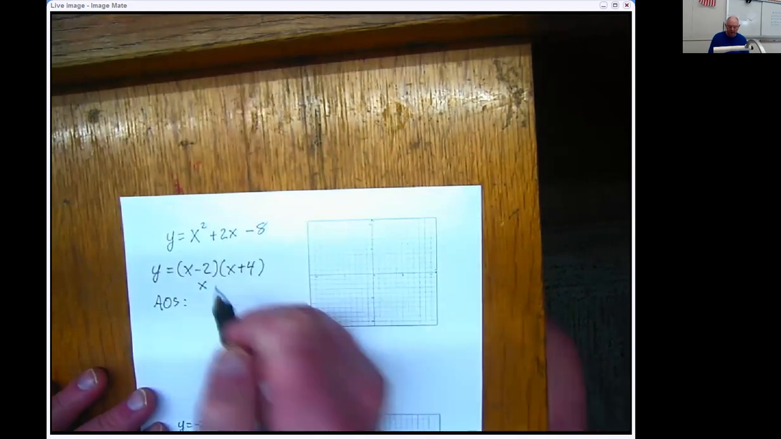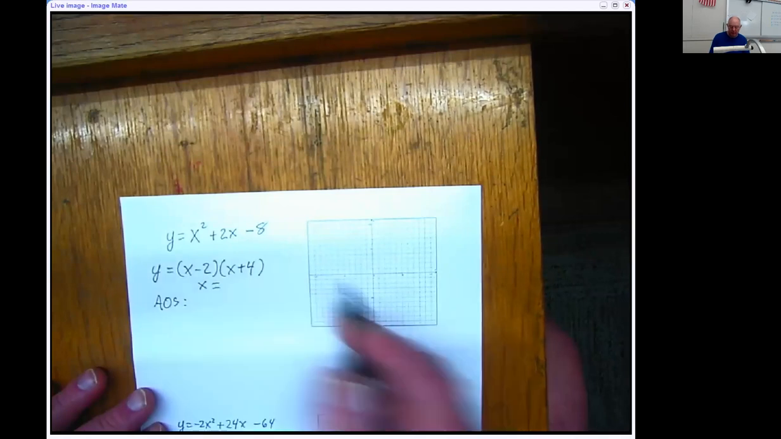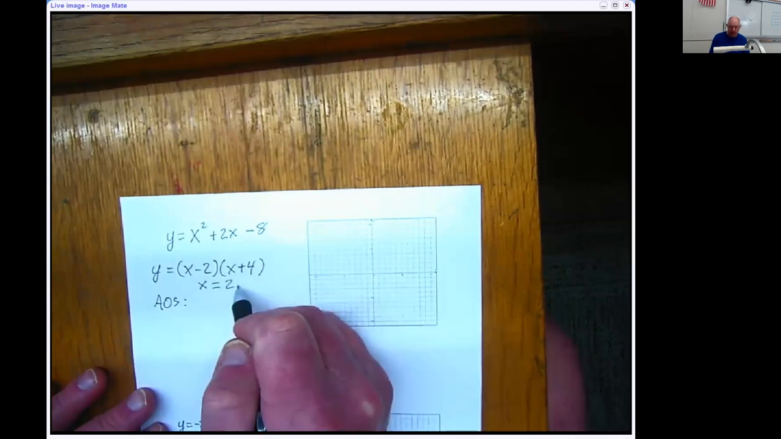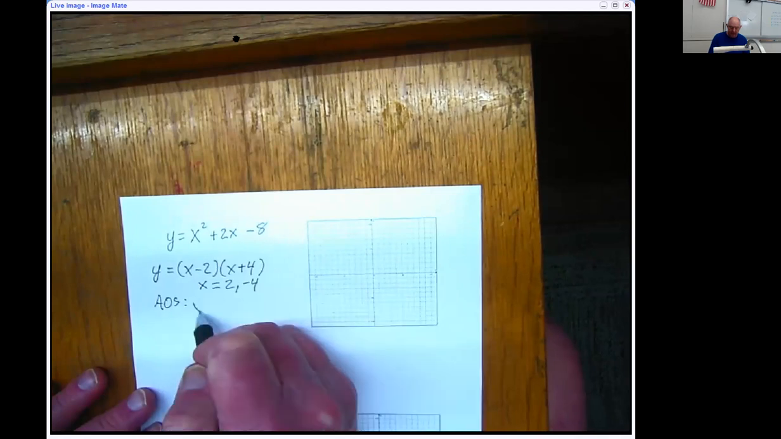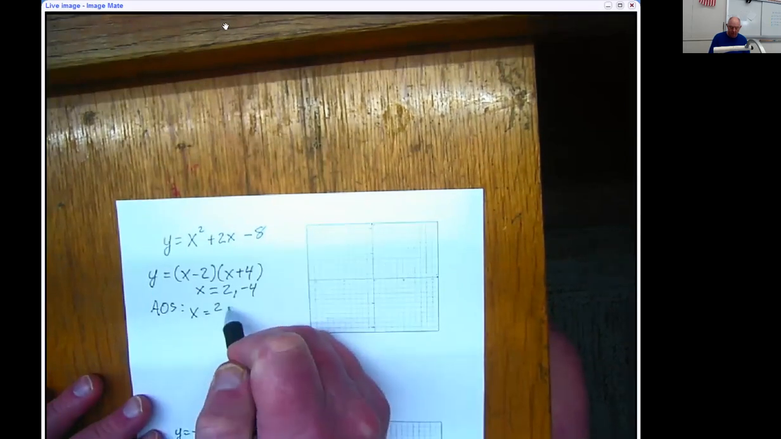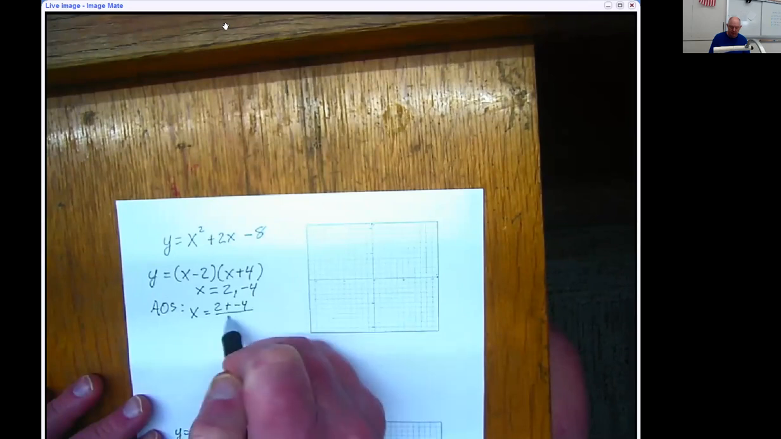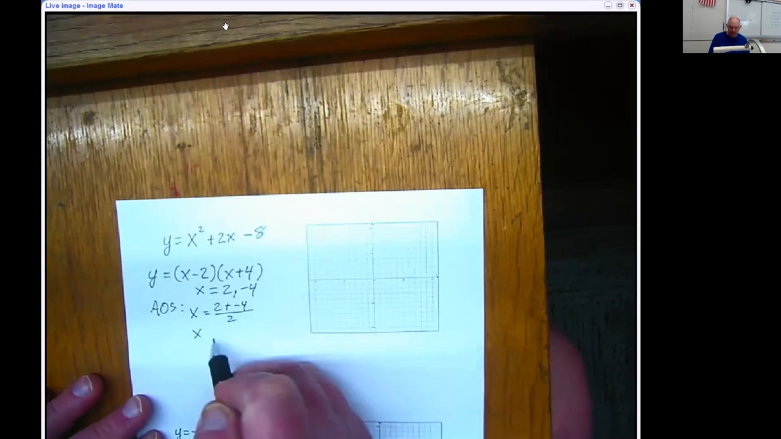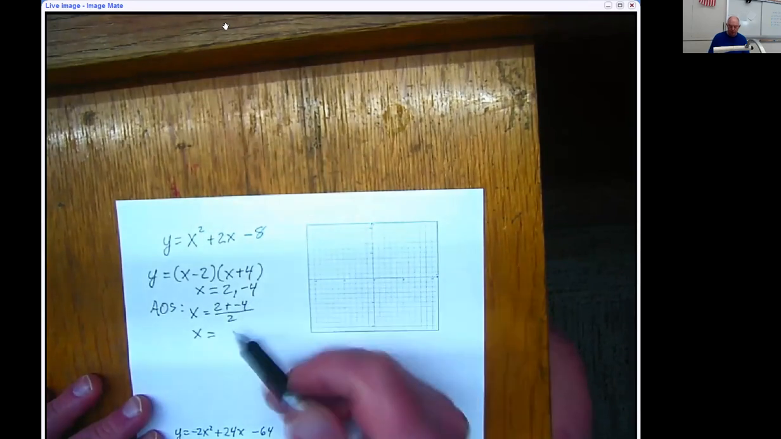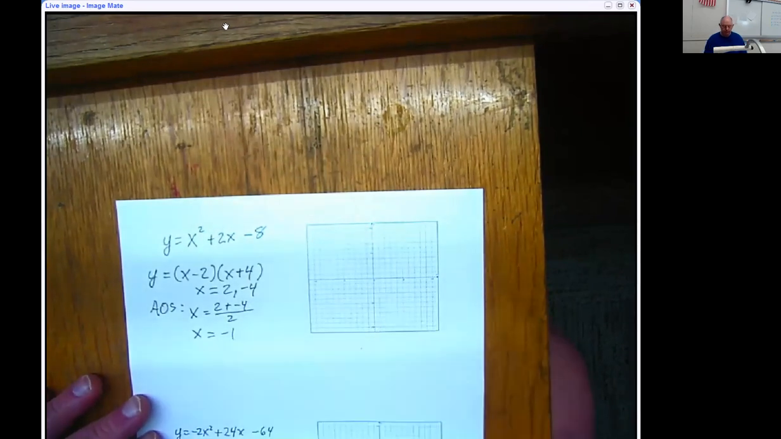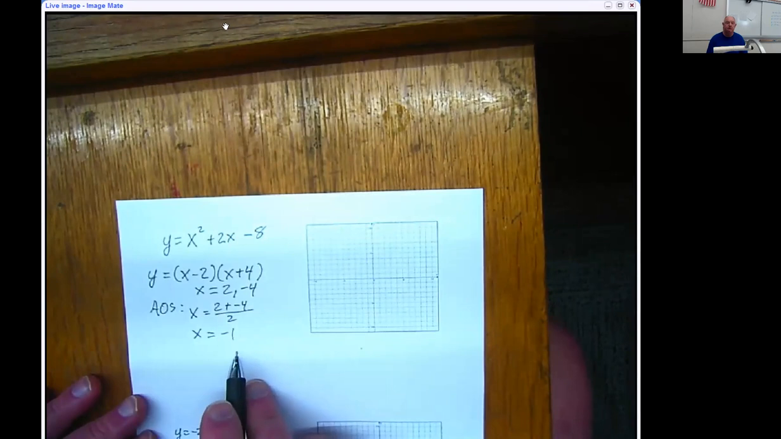So we know that if we set these both equal to 0, we're going to get a positive 2 and a -4. So if I take the average of these, I have 2 plus a -4 over 2. So my axis of symmetry is going to end up at a -2 over 2, so -1. Okay. Now, we need the y value to go along with the axis of symmetry to find the vertex, because we know the vertex is going to be on that line.